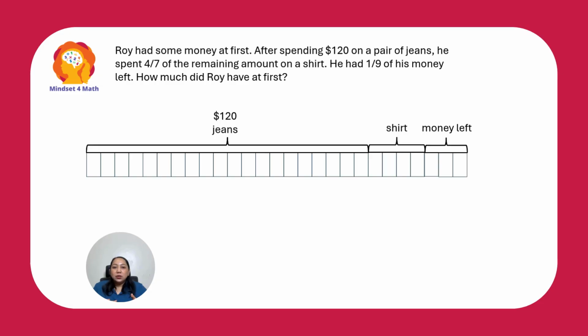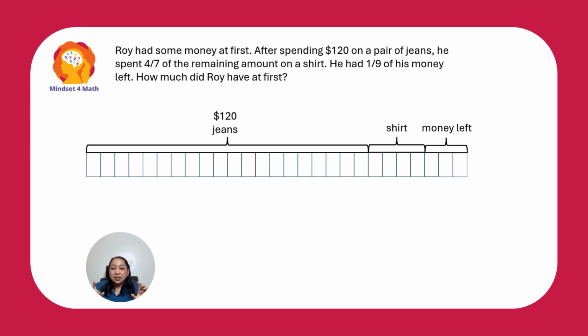Now, we know that we have 3 units for the money left and then 4 units for the amount of money that was used to buy the shirt. So that's already 7 units there. So we only need 20 more units. And we can get that from the $120 pair of jeans. All right.